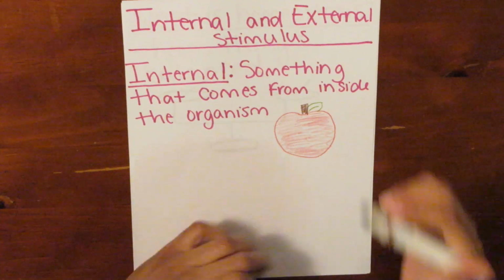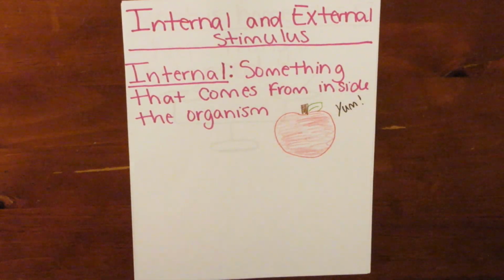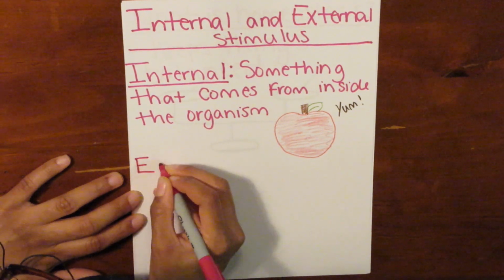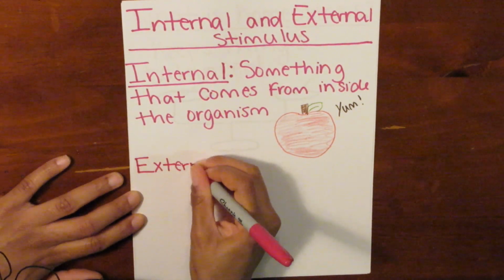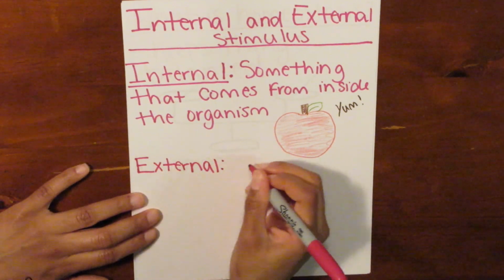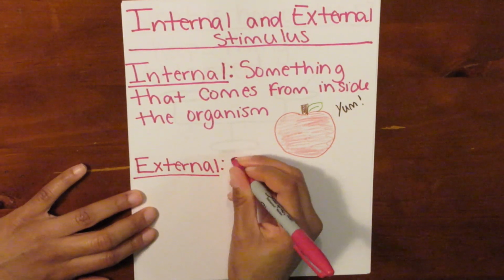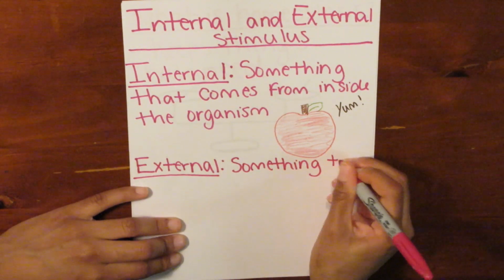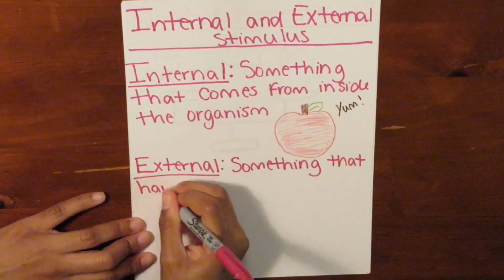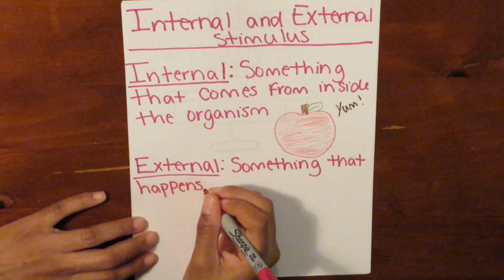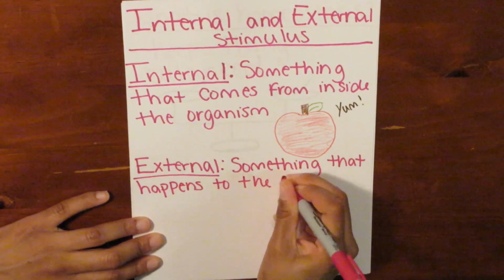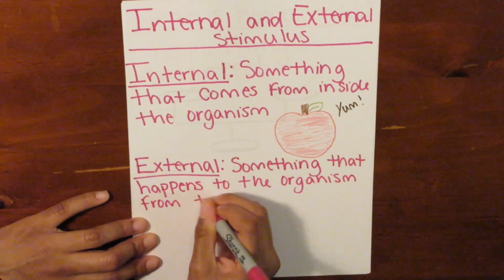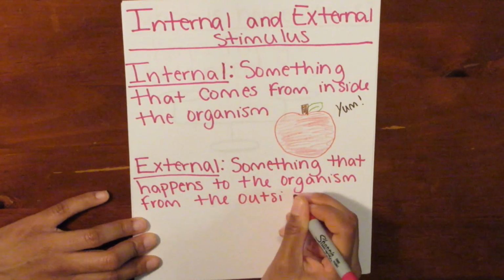The next stimulus that we're going to talk about is external stimulus. Now, before I even get the definition down, I want you to think about what external is going to mean. Go ahead, take a second, think about external. You know what internal means. What does external mean? External is going to be something that happens to the organism from the outside. It's something that's happening to the organism from the outside.